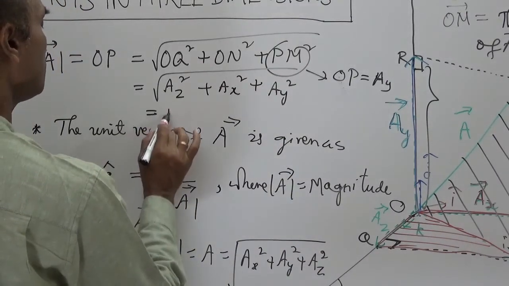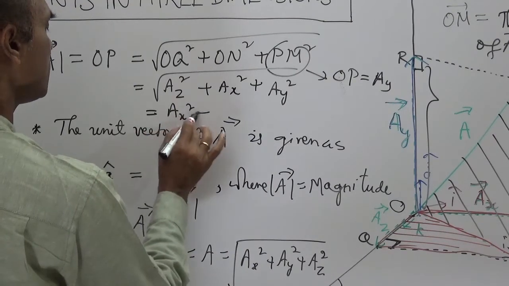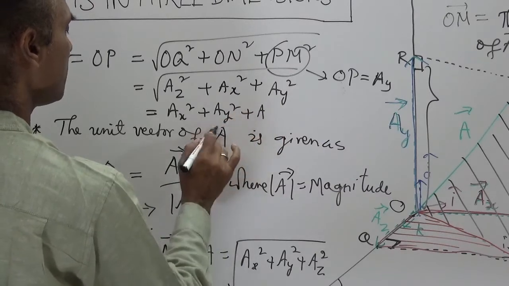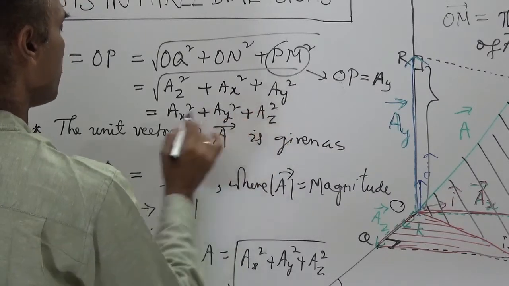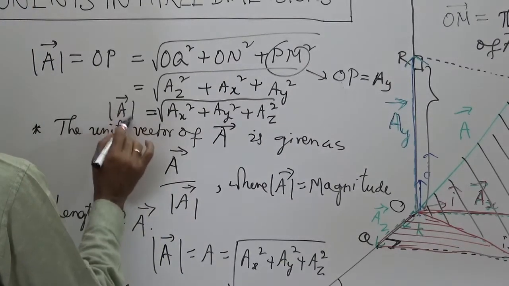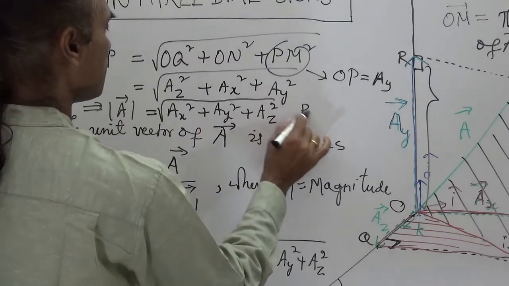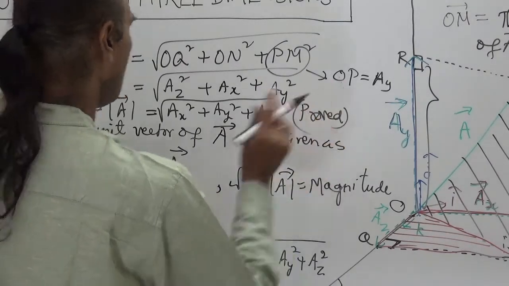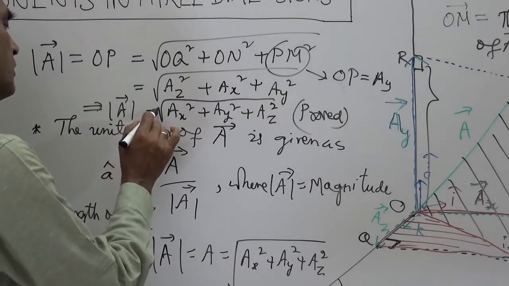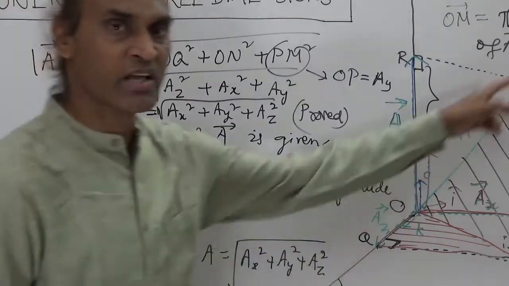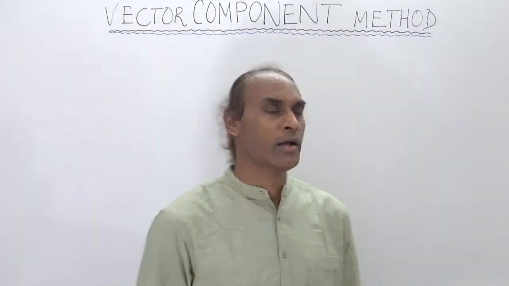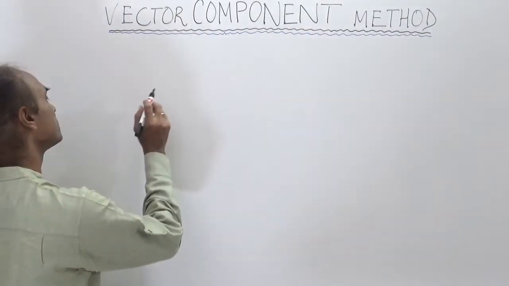So we can rearrange the terms: A can be written as the square root of ax square plus ay square plus az square. That's equal to the magnitude of the given vector. Hence proved. Let me take a small example for you.